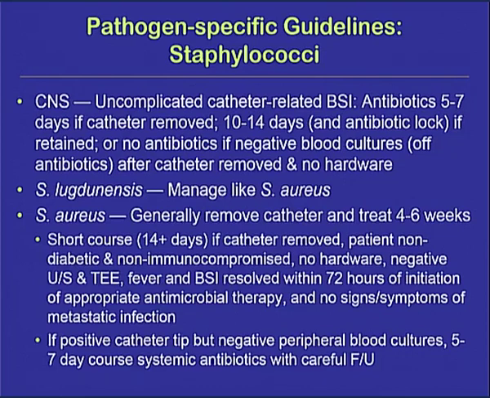Staph lugdunensis is like Staph aureus. With Staph aureus, you generally remove the catheter and treat for 4 to 6 weeks, and if you're giving a short course, those are the very specific situations in which a shorter course can be used. The catheter is removed, the patient doesn't have diabetes, which increases their risk, isn't immunocompromised, has no hardware, has a negative TEE, and their fever and bloodstream are better. Their blood cultures are negative within 72 hours. That's why doing a blood culture every day in patients with Staph aureus bacteremia is very helpful to determine duration of therapy. Because if you do it every day and they're negative within 72 hours, it helps you decide on shortening the course of therapy.